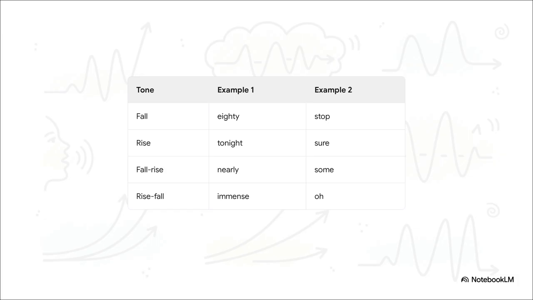For a fall, 80. Stop. For a rise suggesting a question, tonight? Sure. For a fall rise suggesting uncertainty, nearly. Some. And for a rise-fall sounding impressed or surprised, immense. Oh. The pitch contour attaches right to the stress, giving the whole word its emotional and functional shape.